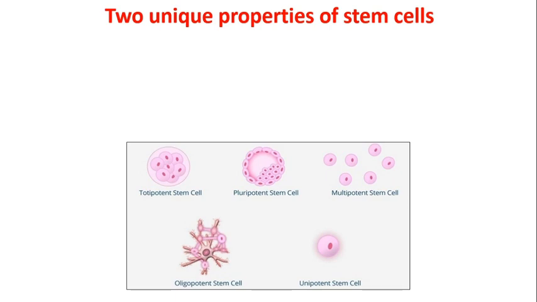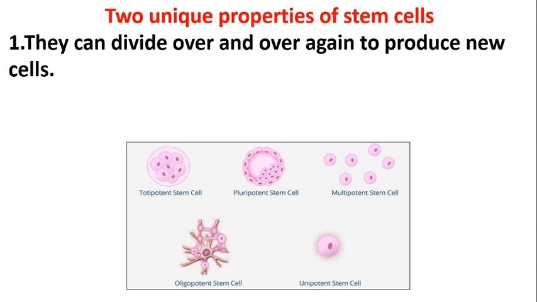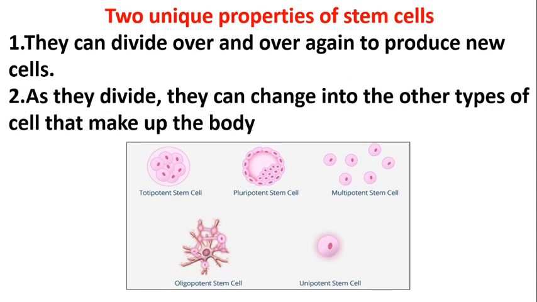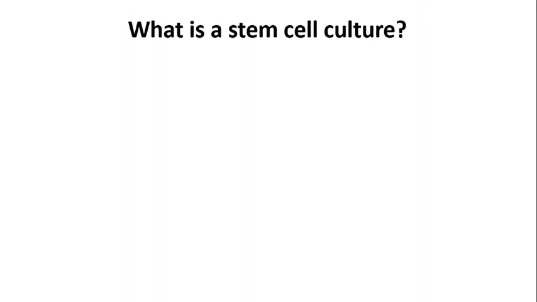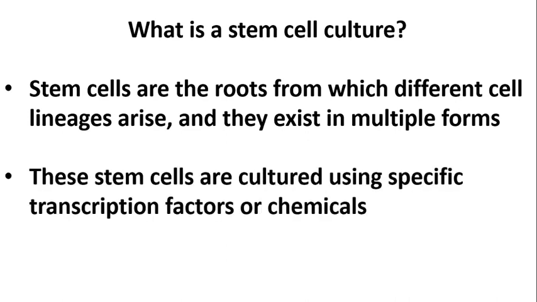And these stem cells have two unique properties. First one, they can divide over and over again to produce new cells. And the second one, as they divide, they can change into the other types of cells that make up the body. And what is a stem cell culture? Simply we can say culturing of stem cells. These stem cells are the roots from which different cell lineages arise, and they exist in multiple forms. And these stem cells are cultured using specific transcription factors or chemicals.